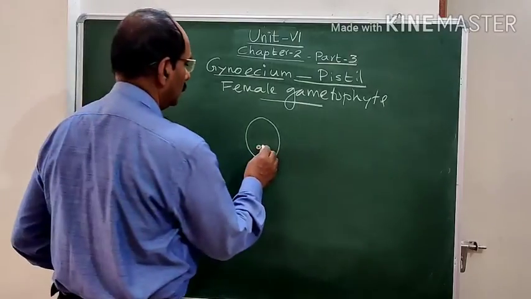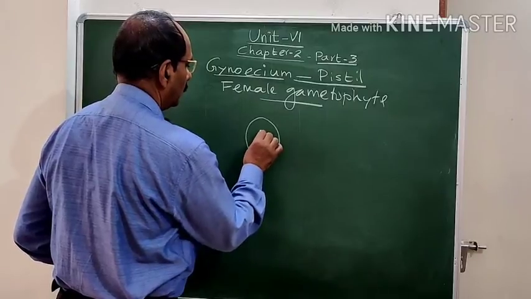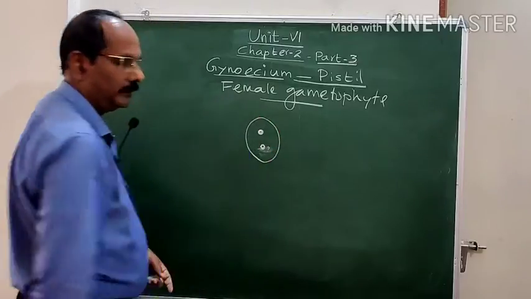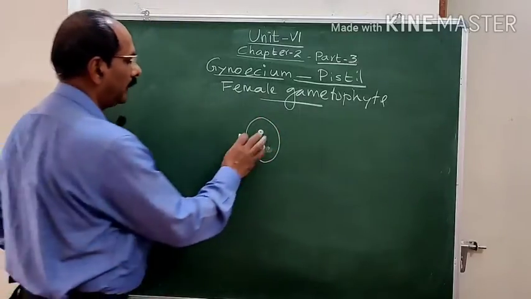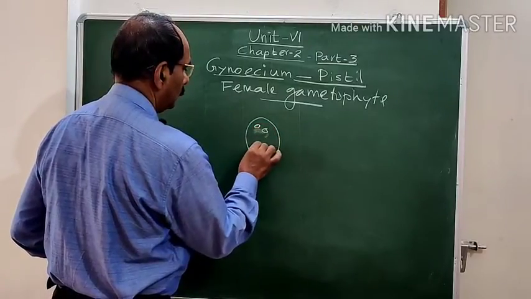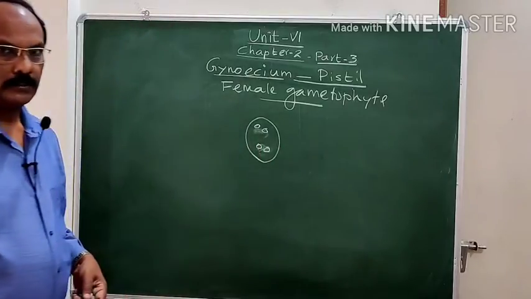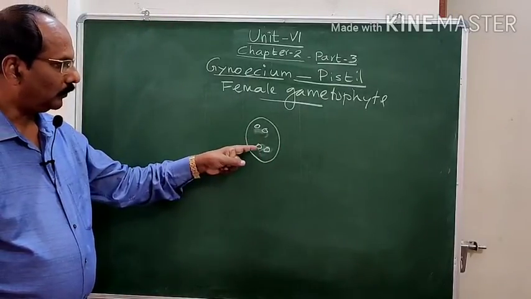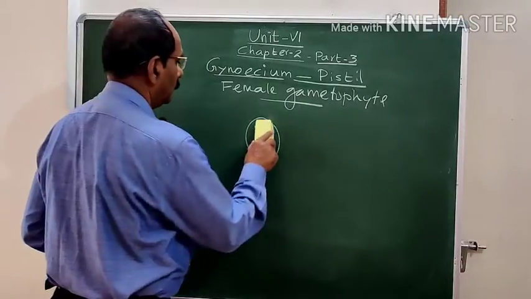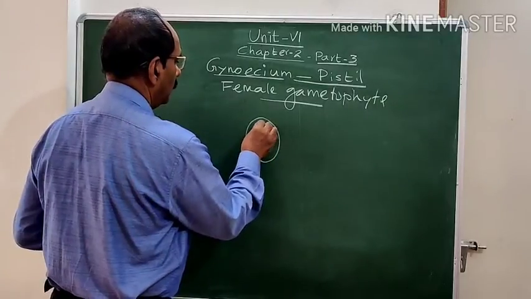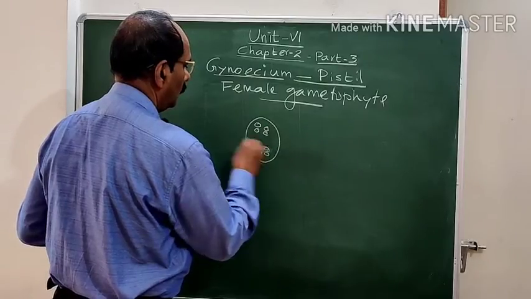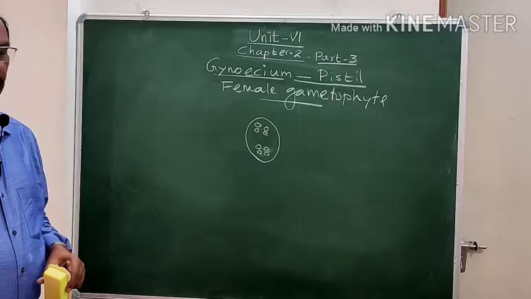Out of the 2 nuclei, 1 remains at the chalazal end, and 1 moves to the micropylar end, and each one again divides into 2 by mitosis. So now 4 haploid nuclei are there, and each of the 4 haploid nuclei again divides by mitosis. So here a total of 8 nuclei will form. So the total 8 nuclei condition is formed.